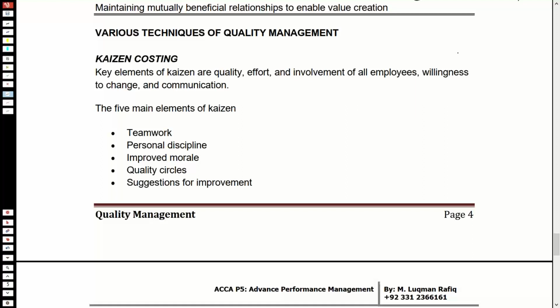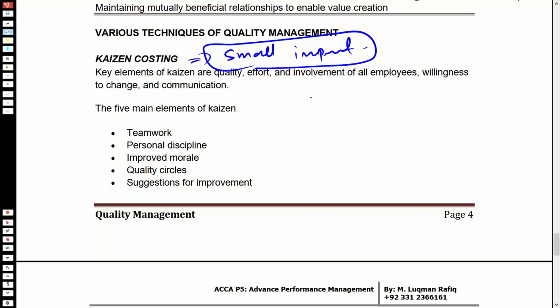Let's try to understand. The concept of Kaizen is that Kaizen actually means a small improvement. Now, what exactly do you mean by Kaizen being a small improvement? Let's try to have an understanding.